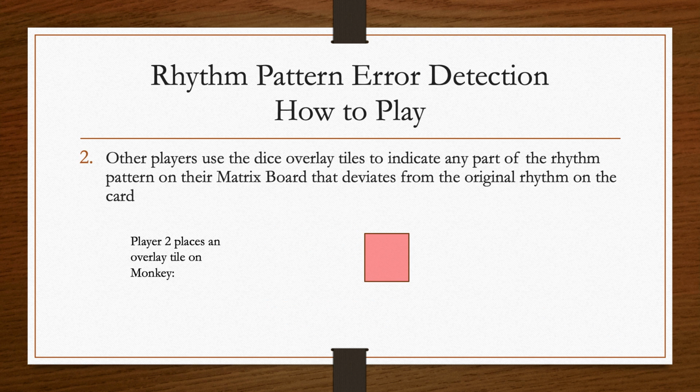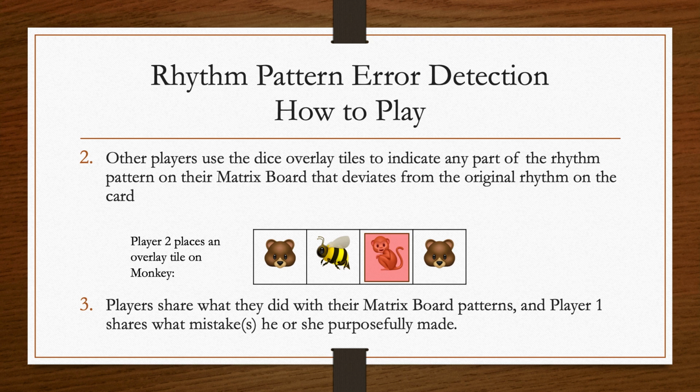Then the other players use the dice overlay tiles to indicate any part of the rhythm pattern on their matrix board that deviates from the original rhythm on the card. So player 2, for example, would place an overlay tile on monkey if they thought that the performer did not clap monkey on beat 3. Players then share what they did with their matrix board patterns, and player 1 shares what mistakes he or she purposefully made.